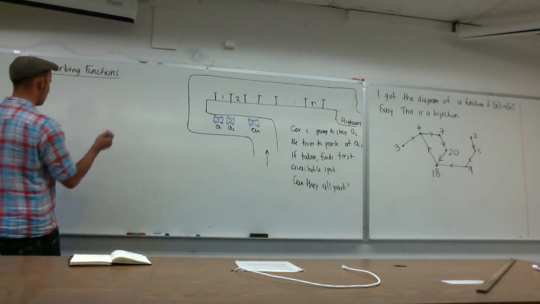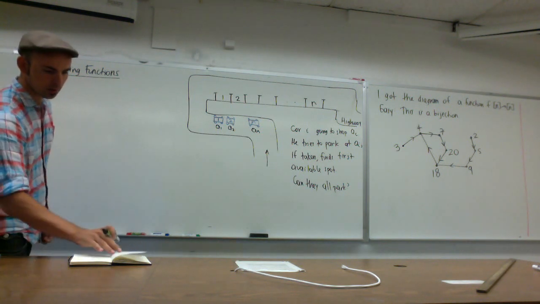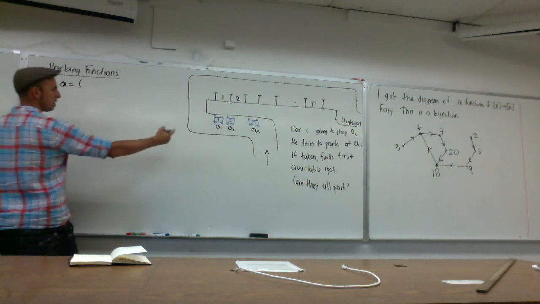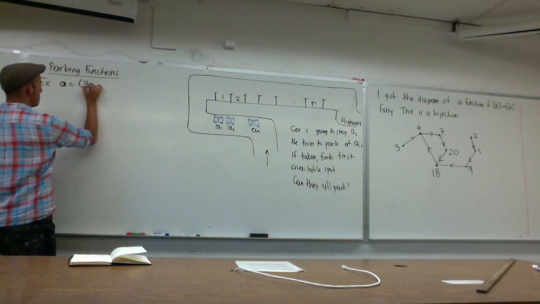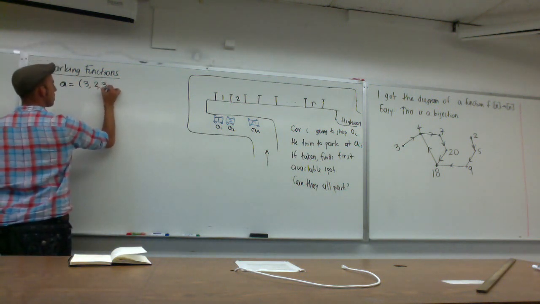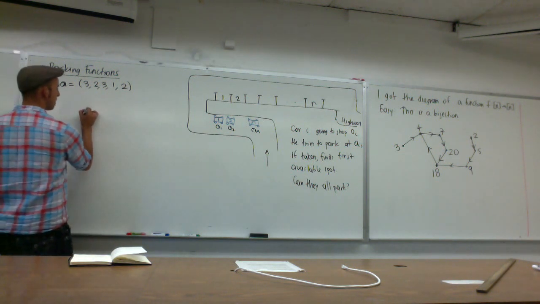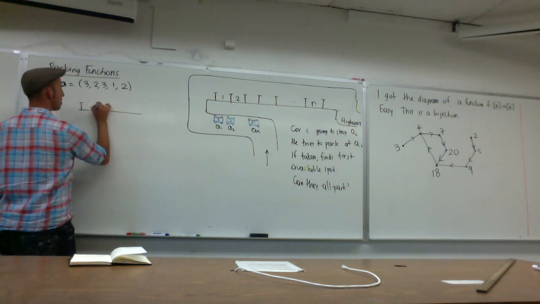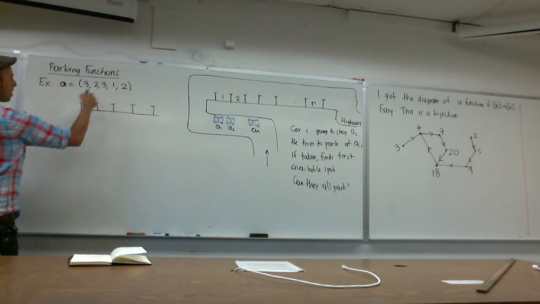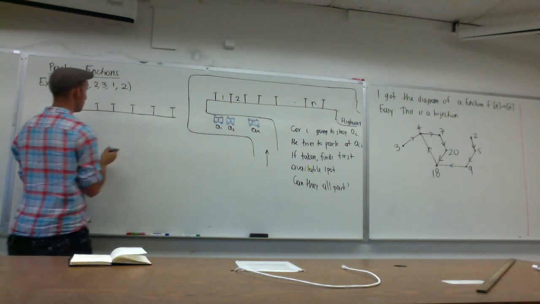So, for example, what if my vector A1 up to AN is equal to 3, 2, 3, 1, 2. Okay, so what ends up happening? So there's 5 cars, 5 shops. So let's see what happens.